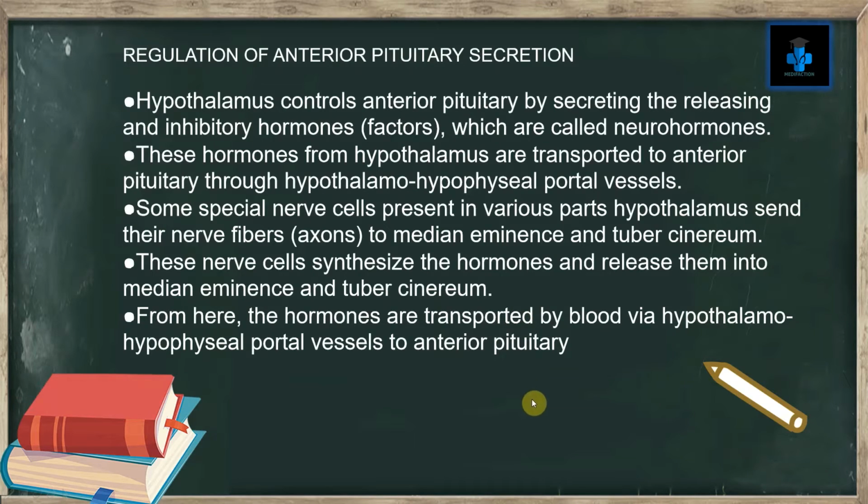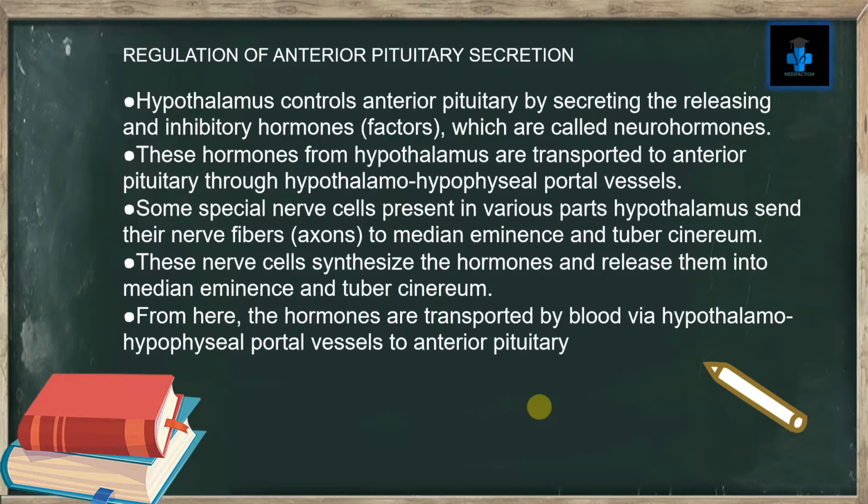Regulation of anterior pituitary secretion. Hypothalamus controls anterior pituitary by secreting the releasing and inhibitory hormones or factors, which are called neurohormones. These hormones from hypothalamus are transported to anterior pituitary through hypothalamo-hypophyseal portal vessels.